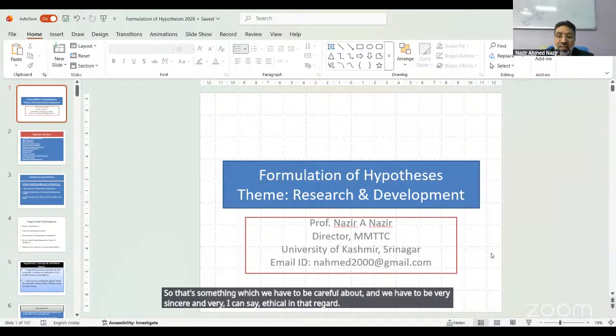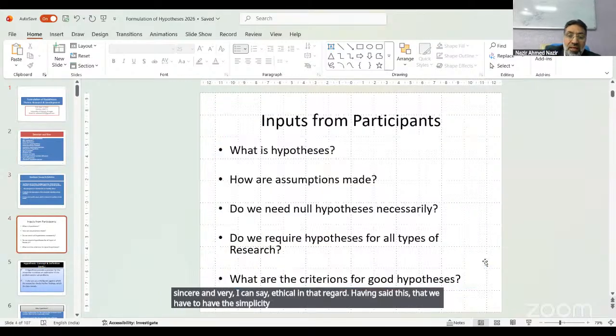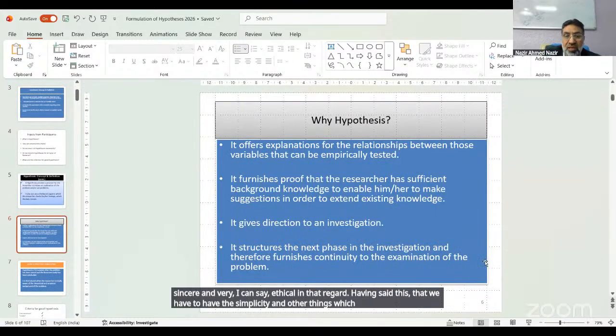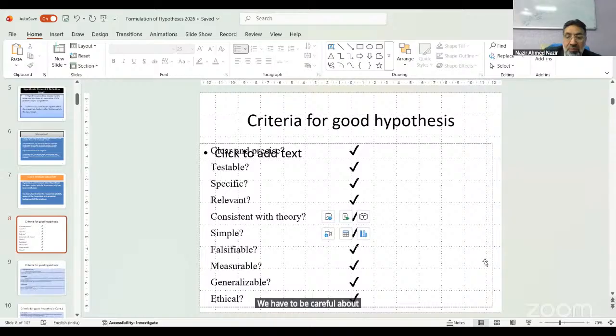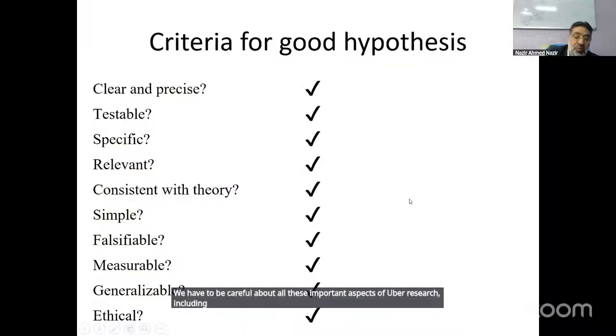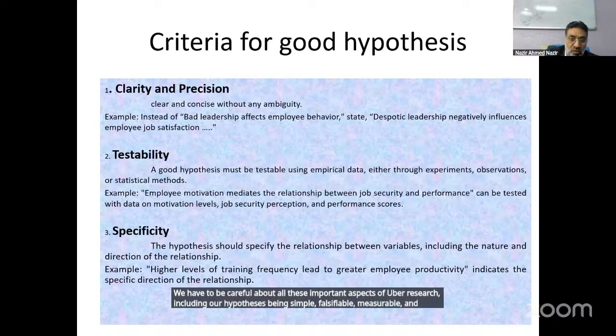Having said this, we have to have simplicity and other things which are very essential for us. We have to be careful about all these important aspects of our research, including our hypothesis being simple, falsifiable, measurable, and so on and so forth.